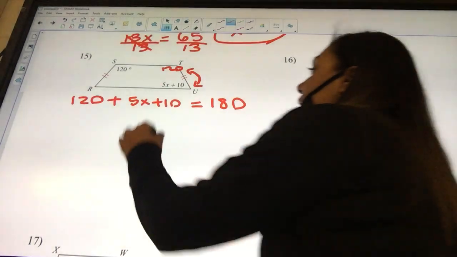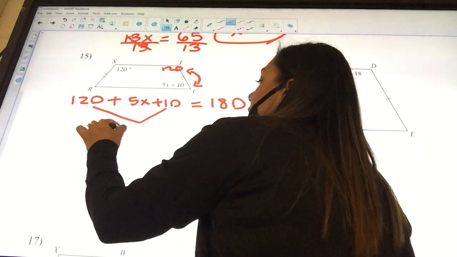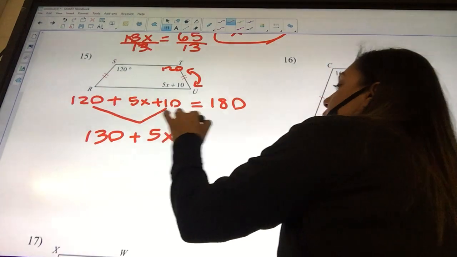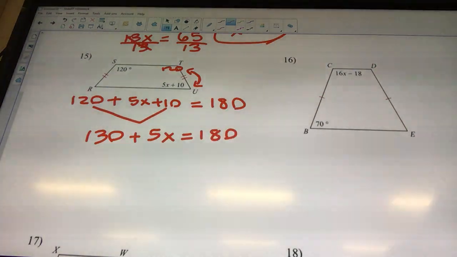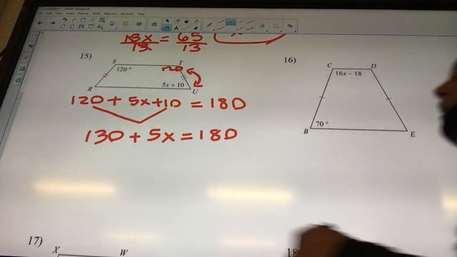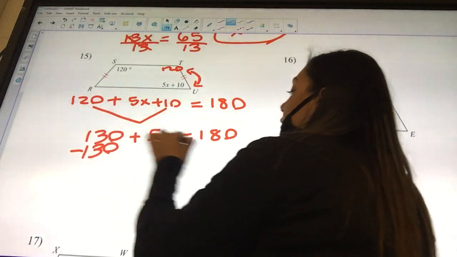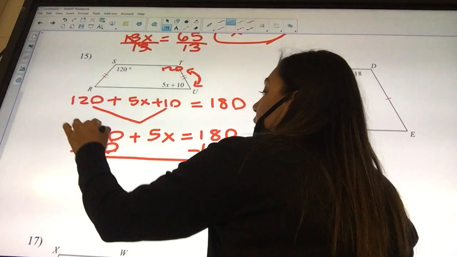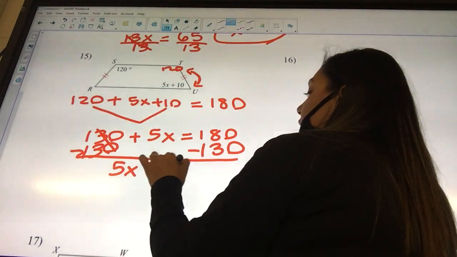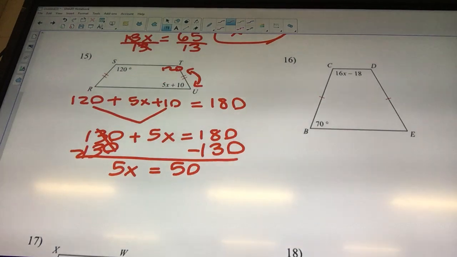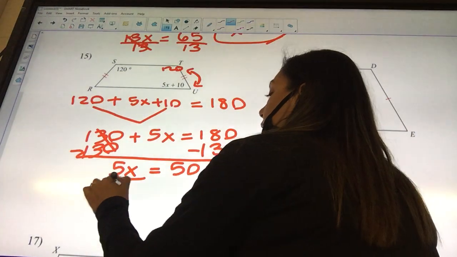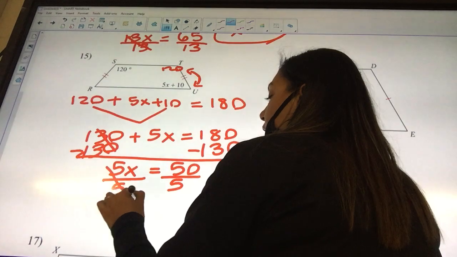Okay, and so we can combine this 10 and this 20 to give us 130 plus 5x equals 180. We always move our letters to the left and the numbers to the right, so we have to subtract this 130 from both sides. We got 5x equals 50. Then what do we have to divide? Yep, we're going to divide both sides by 5. x equals 10.